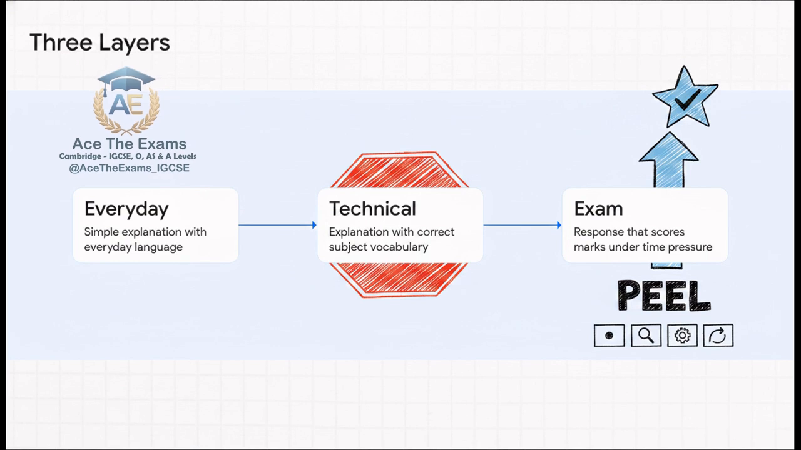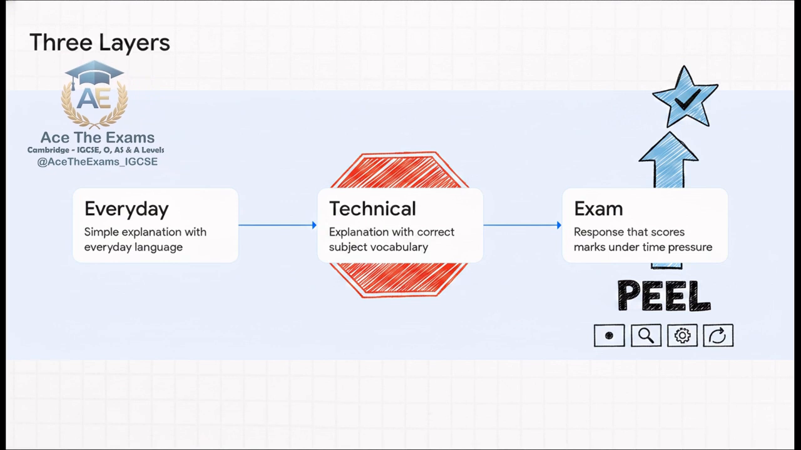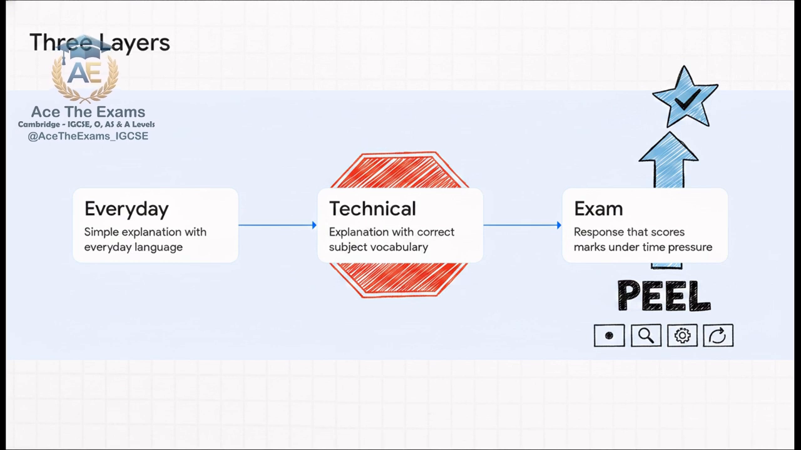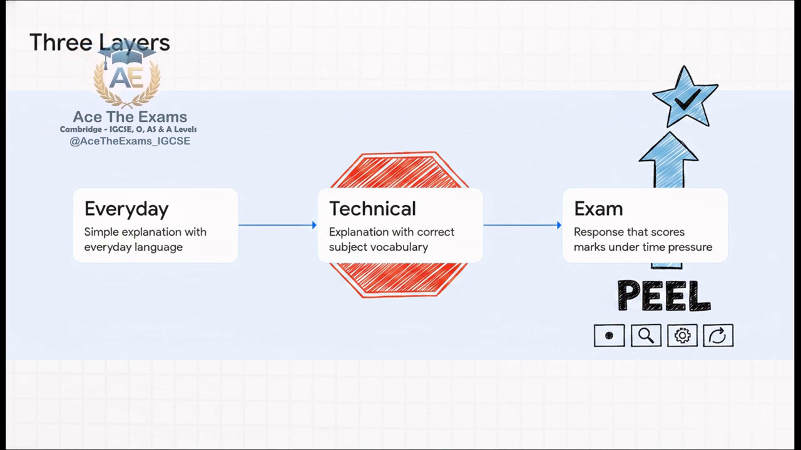You need to understand that the examiner is testing how you communicate your knowledge just as much as they are testing the knowledge itself. Cambridge assessment objectives are incredibly strict. Layer 1 is everyday language. You understand the simple concept. Layer 2 is technical vocabulary. You know the correct subject terms like registers, overflow, or character sets.